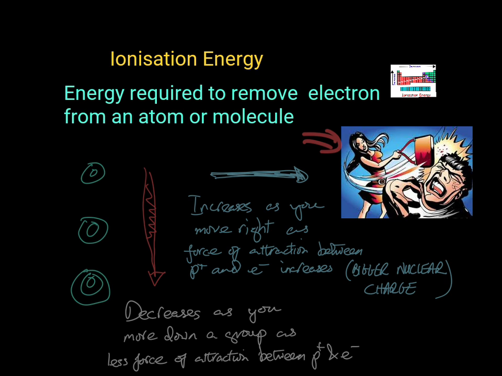As we move down the periodic table, in terms of ionization energy, the amount of energy required to remove an electron decreases.